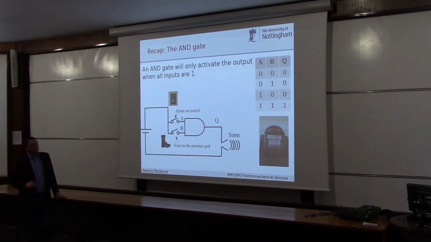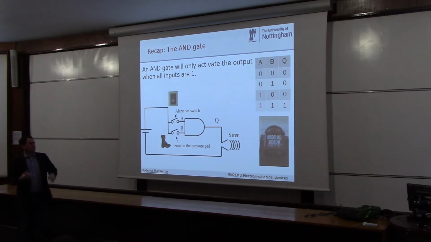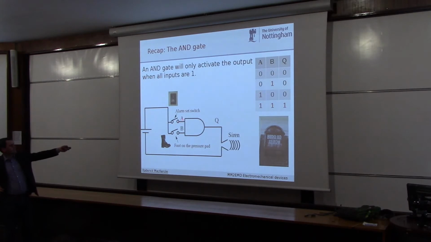Last time I taught you about this AND gate, and I said it only gives you an output of 1 when both inputs are high, so when you get a 1 and a 1 going into the AND gate. An example I gave you is a burglar alarm circuit, where you had 2 inputs, A and B, and it gave you an output Q. You only got the output going high when both A and B were on.